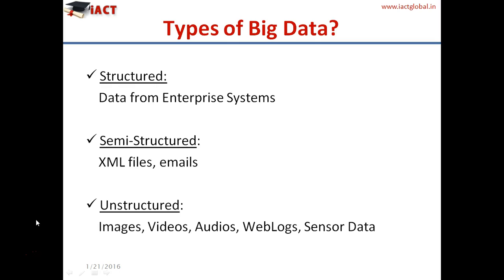Now we come to the most important part, which is that 80% of big data in the world comprises unstructured data. So what does it include? We all have been using unstructured data in some form or the other these days. It includes images, videos, audios, several web logs, and sensor data, and the list can go on.